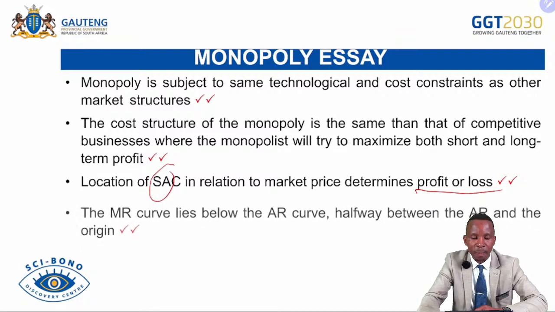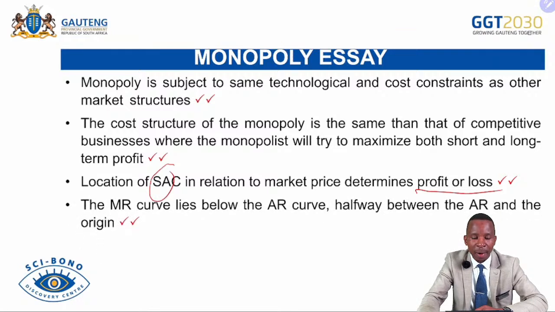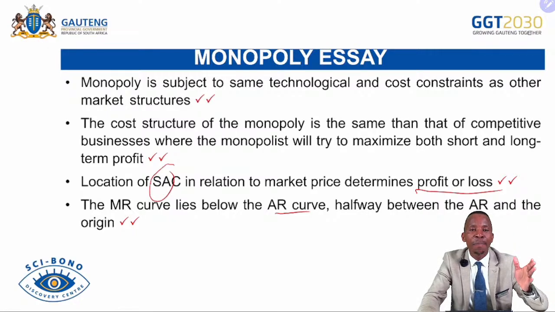So wherever the short run average cost lies, it will determine if the firm is making a profit or a loss. The marginal revenue curve, MR, lies below the average revenue curve, halfway between AR and the origin. We know that the MR always lies below the AR curve. They are only equal at the initial point at the top left, but as they slope downward, they split and the MR cuts the horizontal axis in the middle.